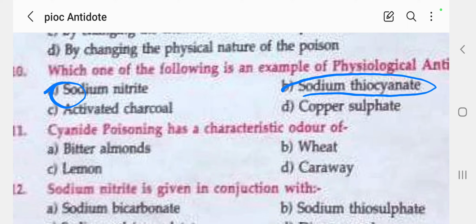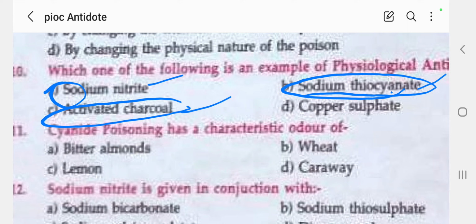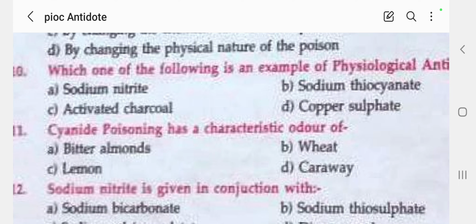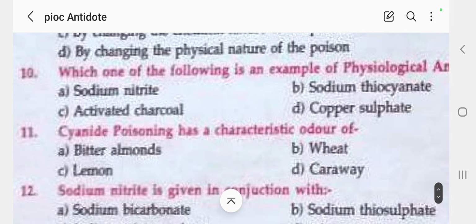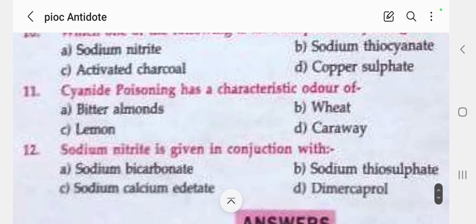This one is used for chemical nature. This one for mechanical antidote. This one chemical antidote, mechanical antidote, physiological antidotes. Here copper sulfate acts as an emetic, that means supportive therapy. It might be used for induction of emesis, so that the person can vomit or expel the unwanted poisons.